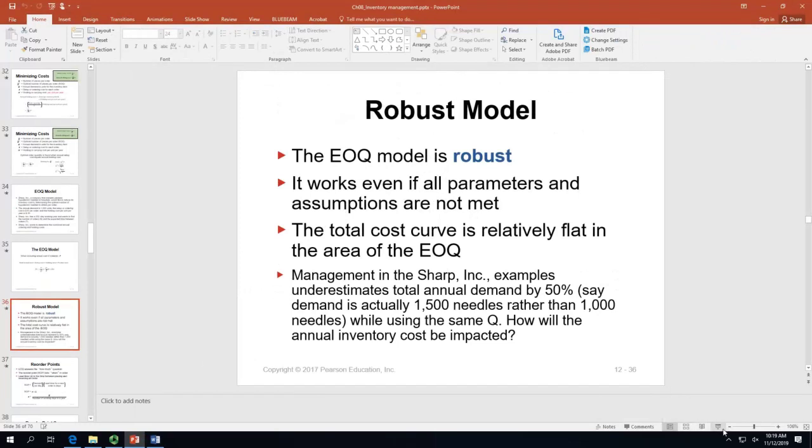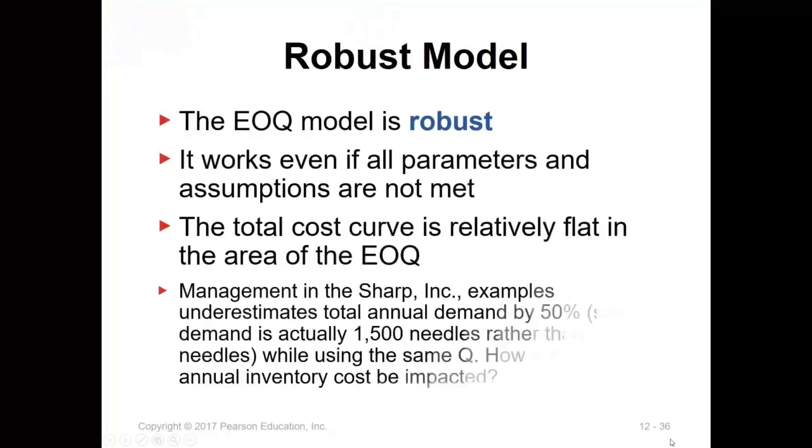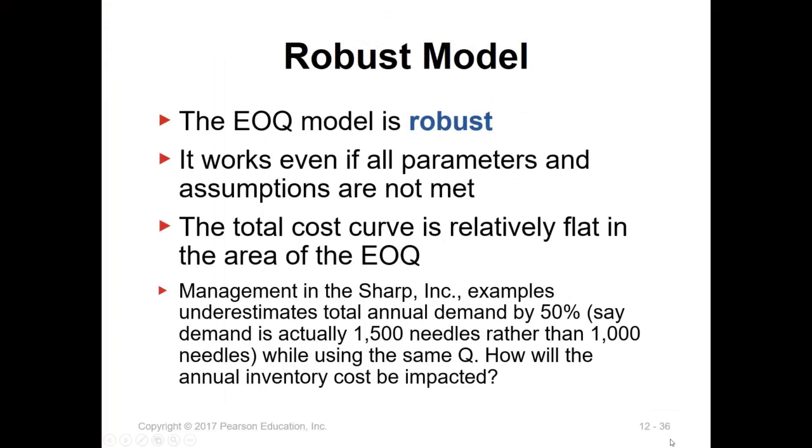And in our book, they talk about a robust model. What is a robust model? Why can we claim the EOQ model is robust? It is because this model works even when all the parameters and assumptions are not met.